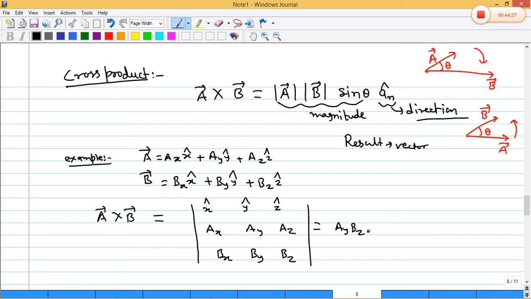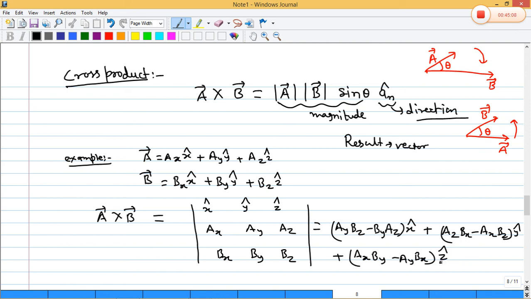Ay bz minus by az x cap, plus x bz plus az bx minus ax bz y cap, plus ax by minus ay bx z cap.